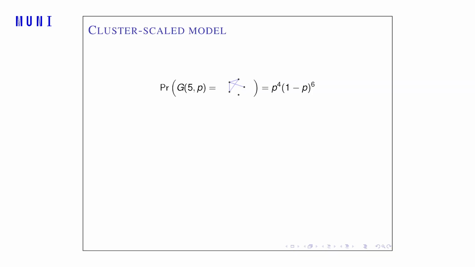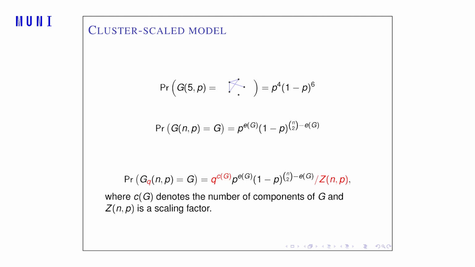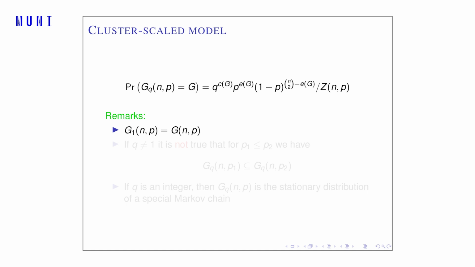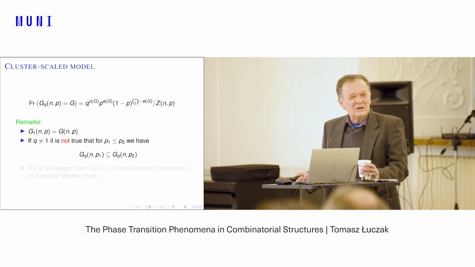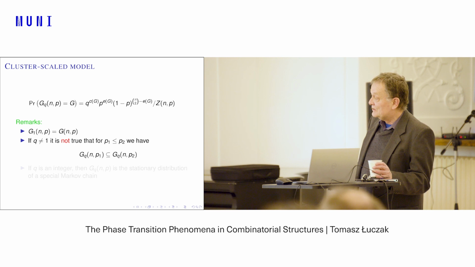So let me explain what this cluster model is. I will go through it very quickly. Basically, we introduce another parameter, which is q. If the parameter q is 1, this model is the same as G(n,p). But when this parameter is not equal to 1, there is no coupling. Before, we could always assume that if p1 is smaller than p2, something like this happened. Remember, this was the reason why we said there must be something wrong with this Erdős–Rényi result. Here, this is not the case. There is no coupling like this.